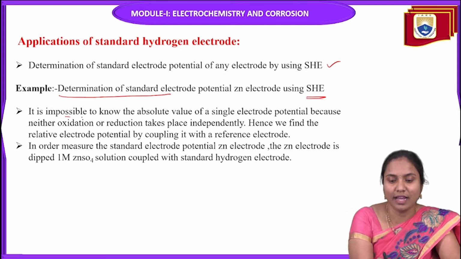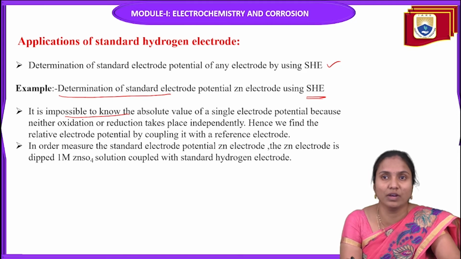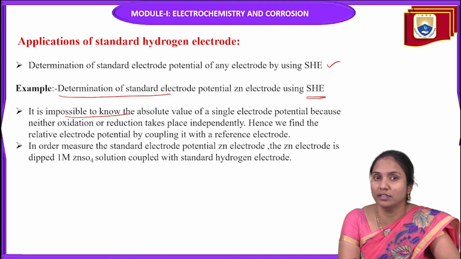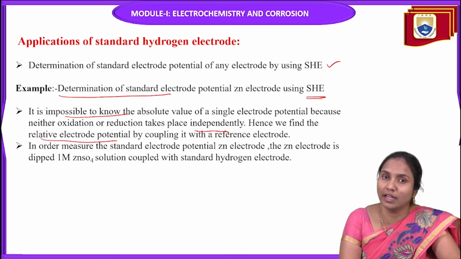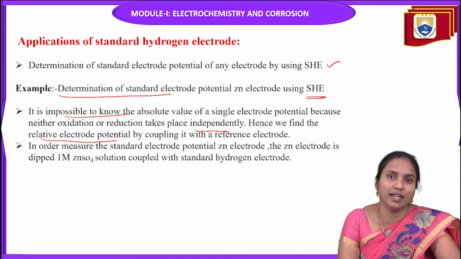Generally, it is impossible to know the absolute value of a single electrode potential, because the metal undergoes oxidation or reduction independently. Hence we find the relative potential by coupling it with a reference electrode. That means the standard hydrogen electrode acts as a reference electrode. For what purpose do we use this reference electrode? We can determine the unknown electrode potential of electrodes by coupling with it.